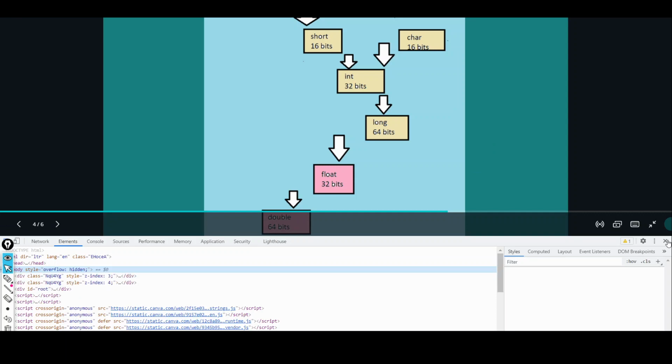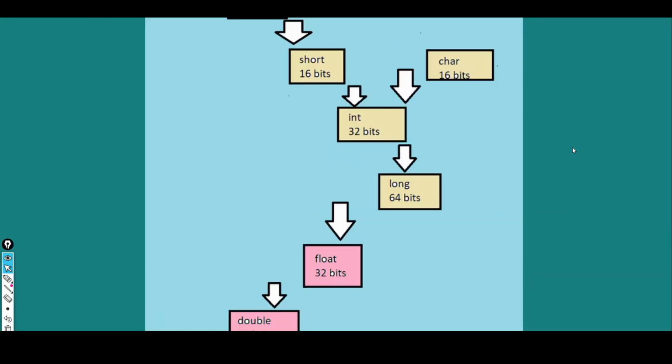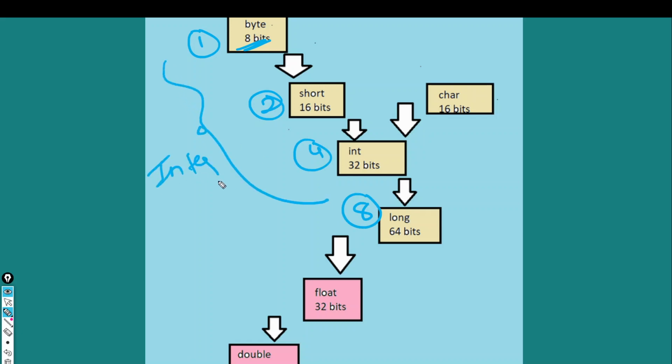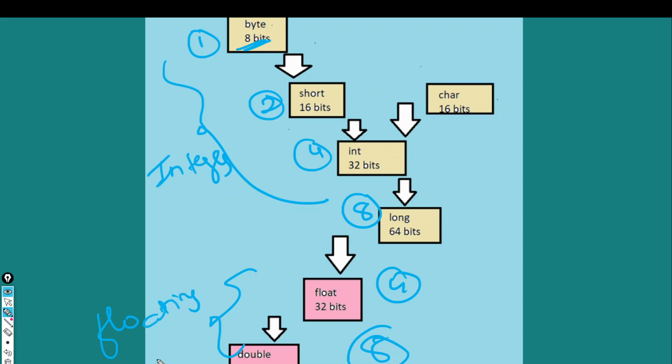So now, as I said, byte is 1 byte, that is 8 bit. Short is 2 byte, int is 4, long is 8. All of these are integers, and these are floating points. This is again 4 byte and 8 byte, but the range is much greater than this one. So these are floating points, and as I said, integer to floating point is implicit too, so this will be carried out very easily.